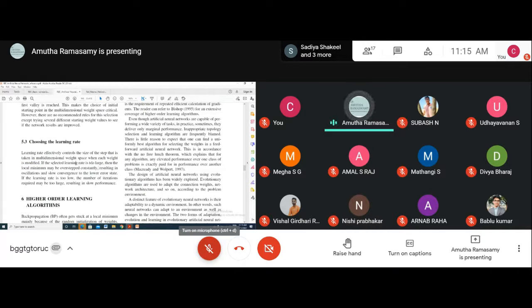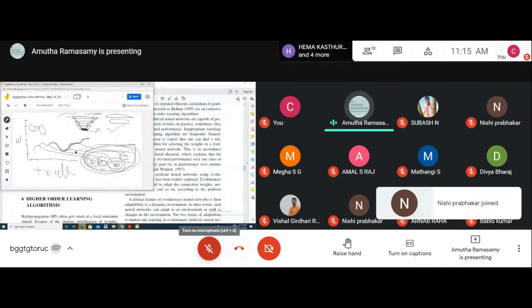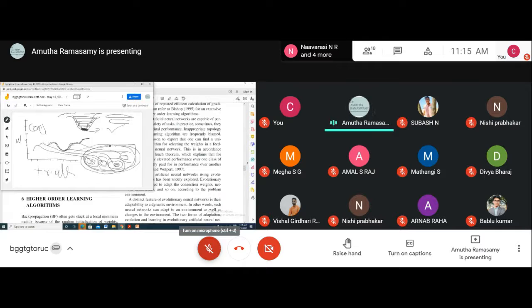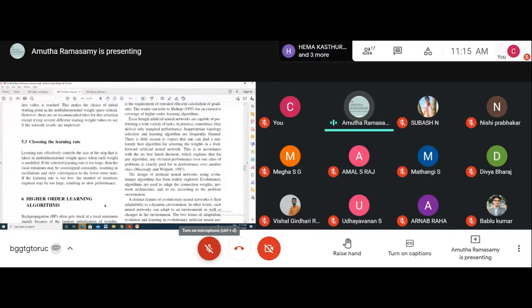So if the selected learning rate is too large, then the local minimum may be overstepped constantly. Understand? The problem is you all end up at a minimum, but is it this minimum or is it this minimum? So you should find out which minimum it is. It is very much preferred that you identify the global minimum, that is the least minimum. These are all local minima. This is one local minimum, this is another local, this is another local. But this one is the global minimum. So you have to ensure that you are reaching the global minimum. You should not take a local minimum.